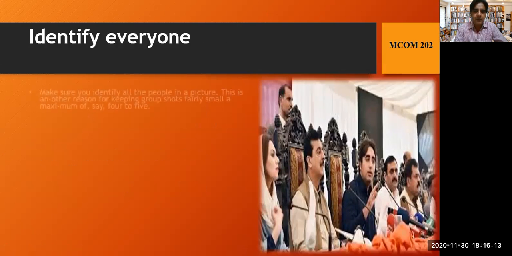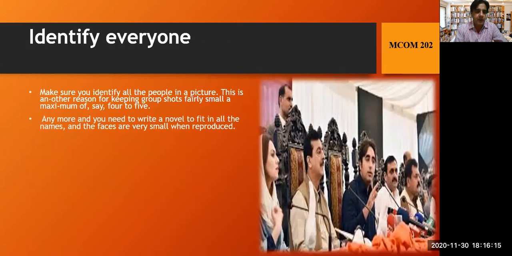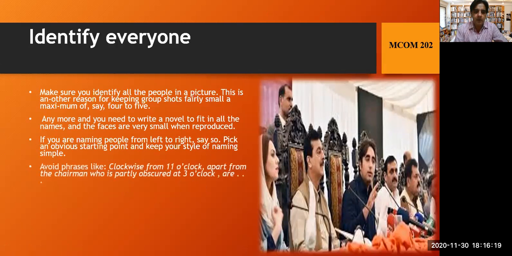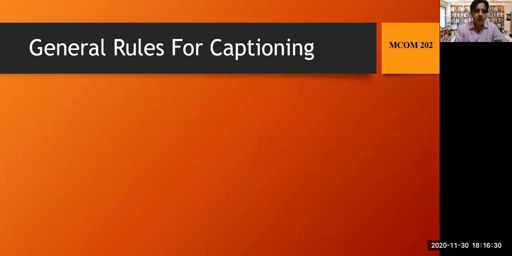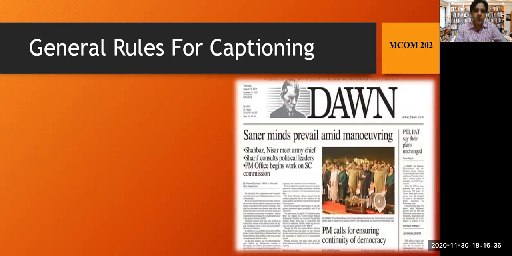Identify everyone in the picture. Make sure that you identify everyone. You write their names, at least important people, and avoid phrases like clockwise from 11 o'clock, or apart from the chairman who is partly obscured at 3 o'clock, etc. You just name them. You should not be bothering in which direction they are seated or sitting. There are some general rules.